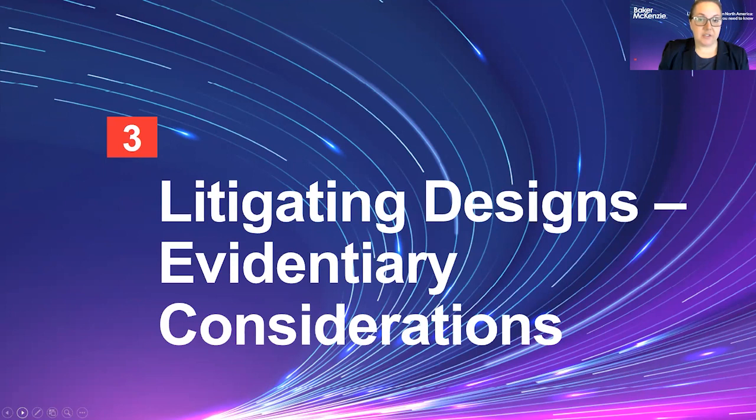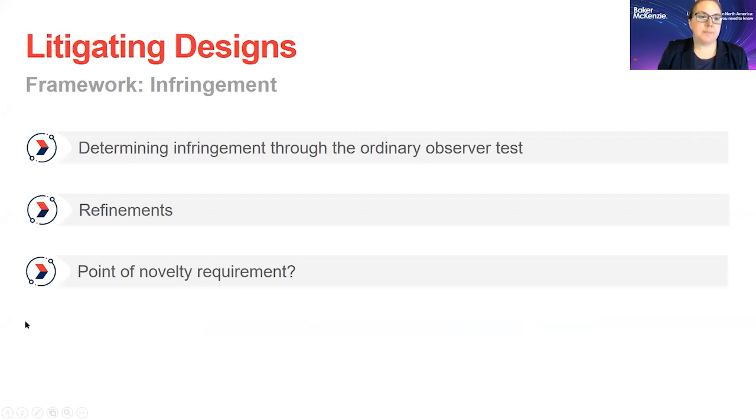So in terms of evidentiary considerations, go ahead and go to the next slide. The plaintiff is always trying to show infringement via the ordinary observer test. And that test has been refined over time. But what I wanted to get to today was really how survey evidence and or expert testimony can help the plaintiff bringing a design patent litigation establish infringement, or the defendant in establishing non-infringement or invalidity.